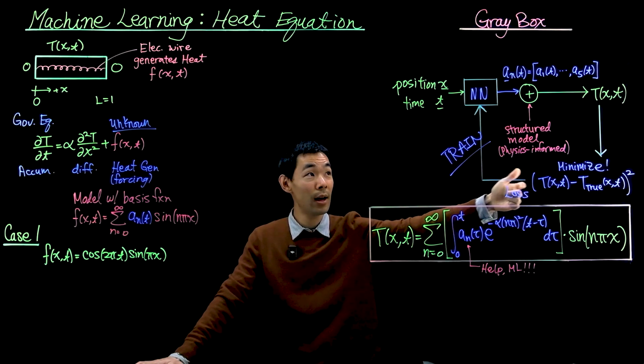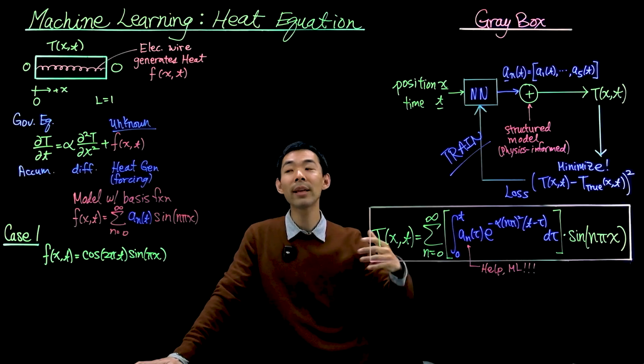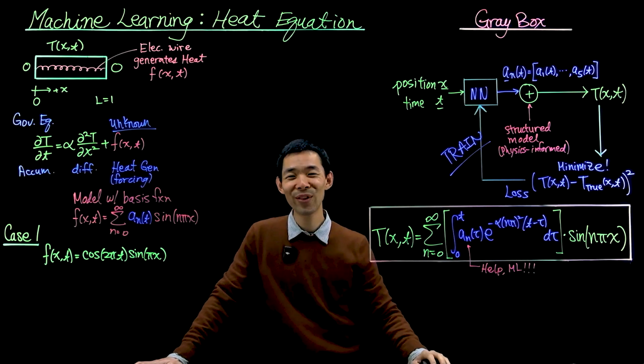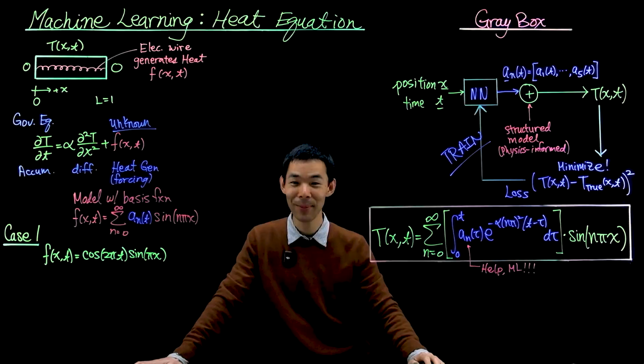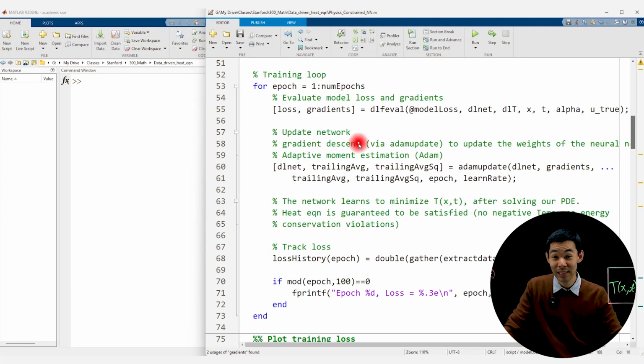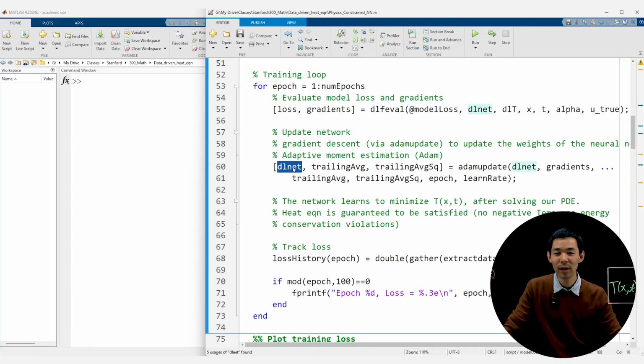Now we're calculating the loss. It's going to go back up into the neural network so it can spit out a new set of coefficients a sub n that is hopefully closer to an answer. So now what we're going to do here is gradient descent using this code in here, the MATLAB built-in function called adaptive moment estimation, ADAM. So it's ADAM update to update the weights of the neural network. So that's what this built-in function is doing. It's taking in the neural network architecture, it's taking the gradients, a bunch of other options for this built-in function, and out comes a new DLnet.